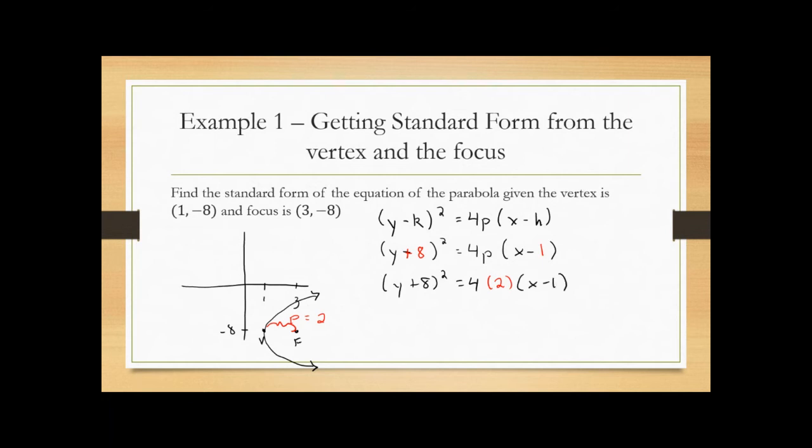Now we want this in standard form. So the only thing I need to do with standard form is do the 4 times 2. I don't have to solve for y or anything like that. So I have (y + 8)^2 = 8(x - 1). And that's our standard form given the vertex and the focus. I gave myself an extra slide just in case I needed it, but I didn't need it there.